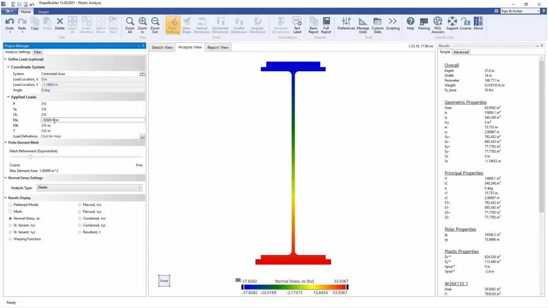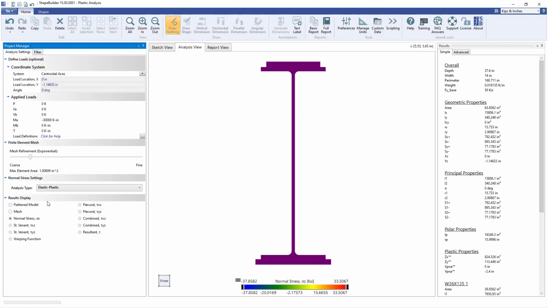In the legend, we see the maximum tensile stress is 33.5 ksi, and the maximum compressive stress is negative 37.9 ksi. With the flyby info enabled, hovering over the top plate shows that its stress exceeds the material's yield strength of 36 ksi. That's because the analysis type is still set to elastic, which does not account for yielding.